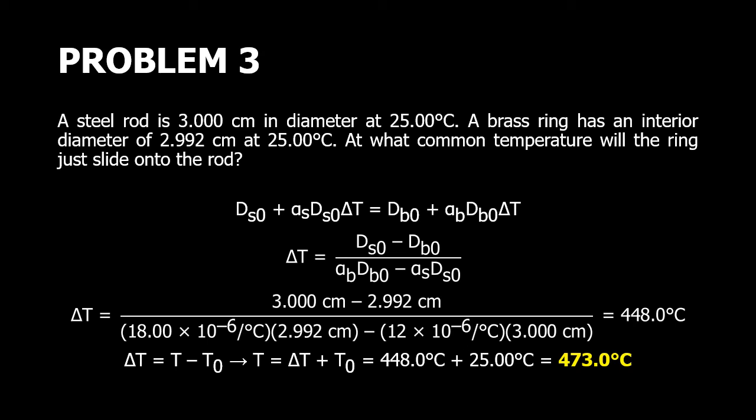Since we are looking for the final temperature, delta T equals final minus initial temperature. To find the final temperature, you add the initial temperature and the change in temperature. That is 448 plus 25 degrees Celsius, which equals 473 degrees Celsius.